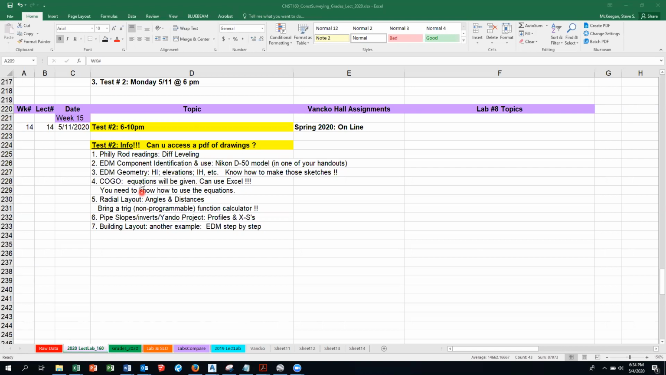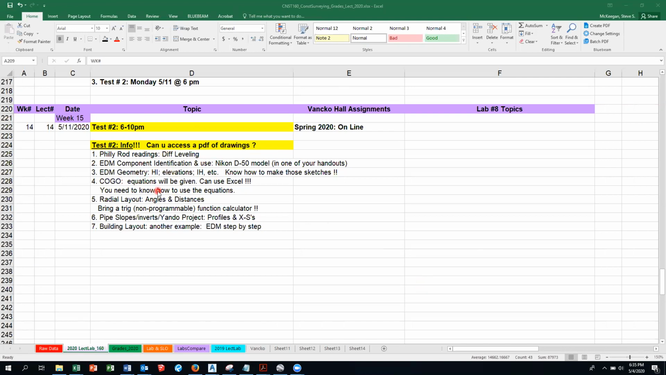So here's a list. I'm going to put this on Vanco eventually. More Philly rod readings, EDM component identification. I'm going to use the Nikon D50 model. It's in one of your handouts, so you've got to go through there and look for the Nikon D50 model. A big part of it is the EDM geometry, which I graded the homeworks on, I believe, last night. We'll go over that. That was the last page of the EDM data sheet, the geometry, if you will: height of instrument, instrument height, looking uphill, looking downhill, and so on.